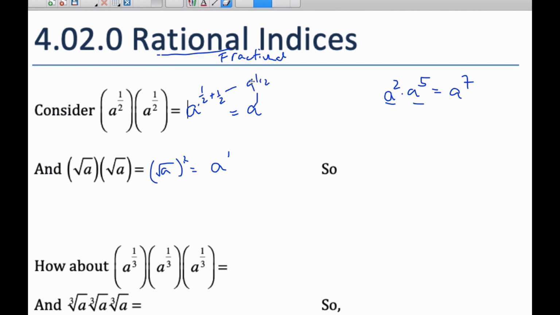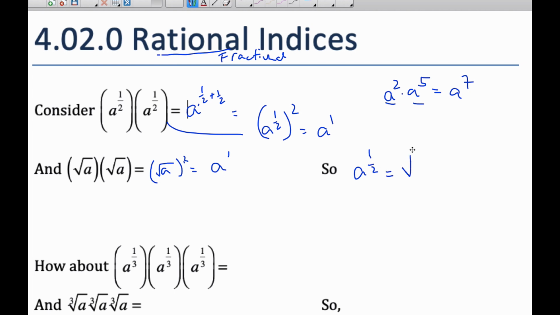Here, I'll show you another way to think about it. As opposed to doing 1/2 plus 1/2, I could also consider this a to the 1/2 to the power 2. Use my properties, I multiply those, that's a to the power 1. And so, if these are both a to the power 1, and if I square the same thing, it must mean that a to the 1/2 is equal to the square root of a.